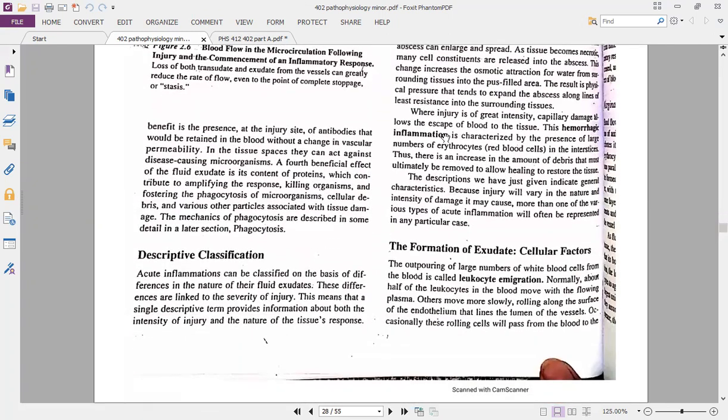At times there is hemorrhagic inflammation, which is characterized by the presence of red blood cells. Keep that in mind. In inflammation, red blood cells so far did not go out into the exudate. It was just the plasma going out, and the white blood cells, and the exudate had just these components. The red blood cells do not go out, but in hemorrhagic inflammation, red blood cells go out as well.